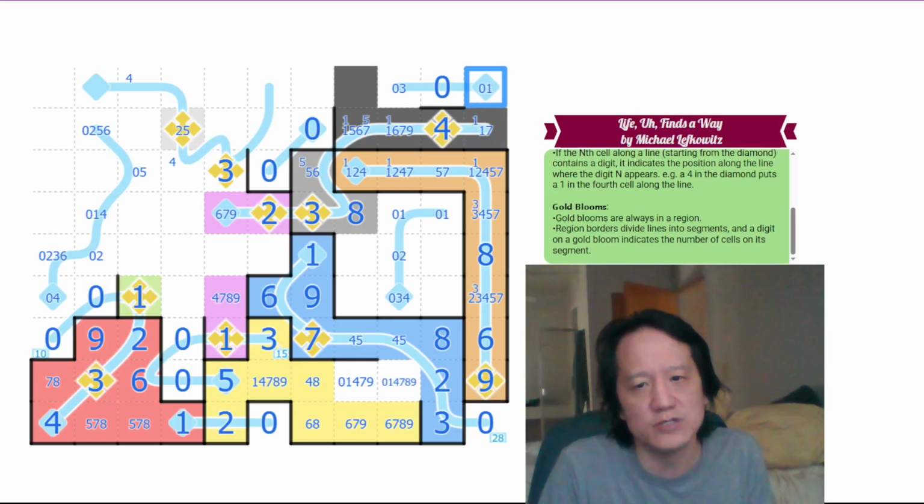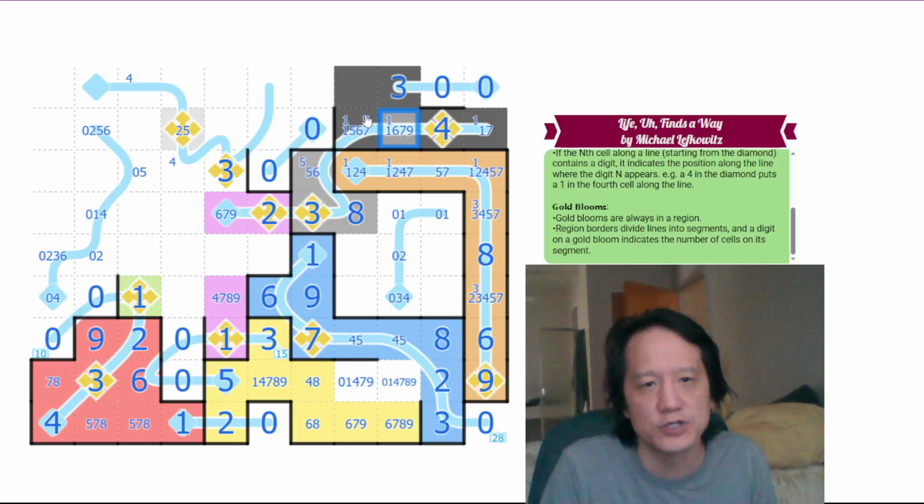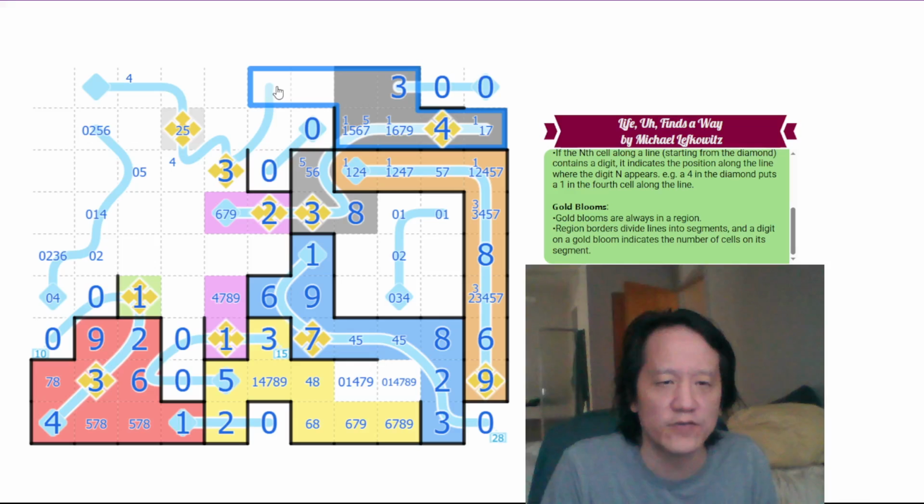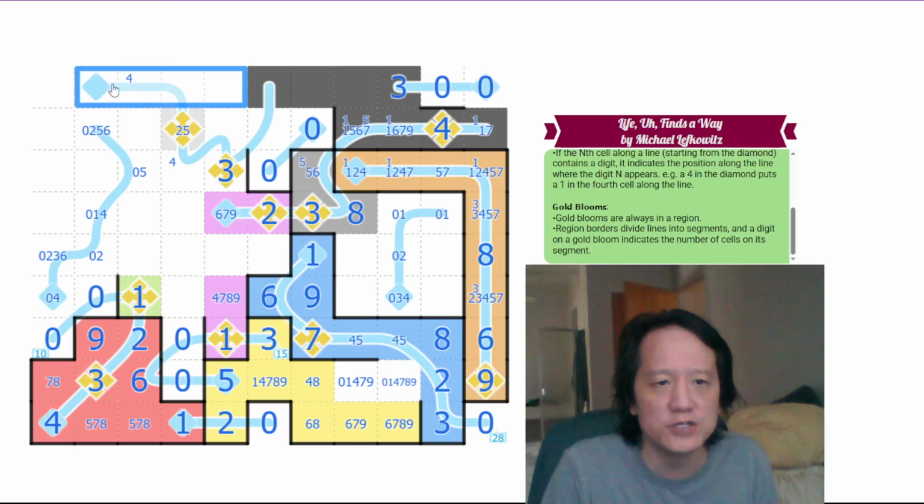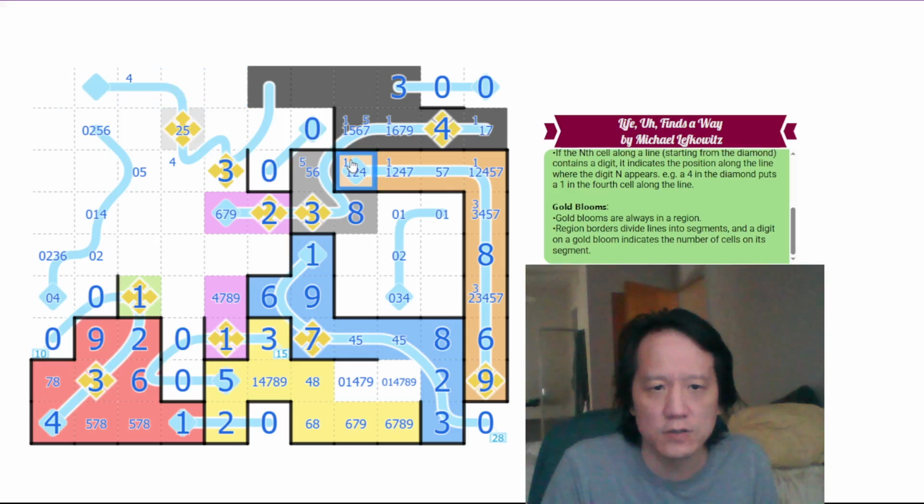So this has to be 0 also, which forces this to be 3 in the dark region. This dark region must continue out here. We have 6 here, 7, 8 at least, and then we don't know where the last one is. So these are all filled out. Interesting. Okay.